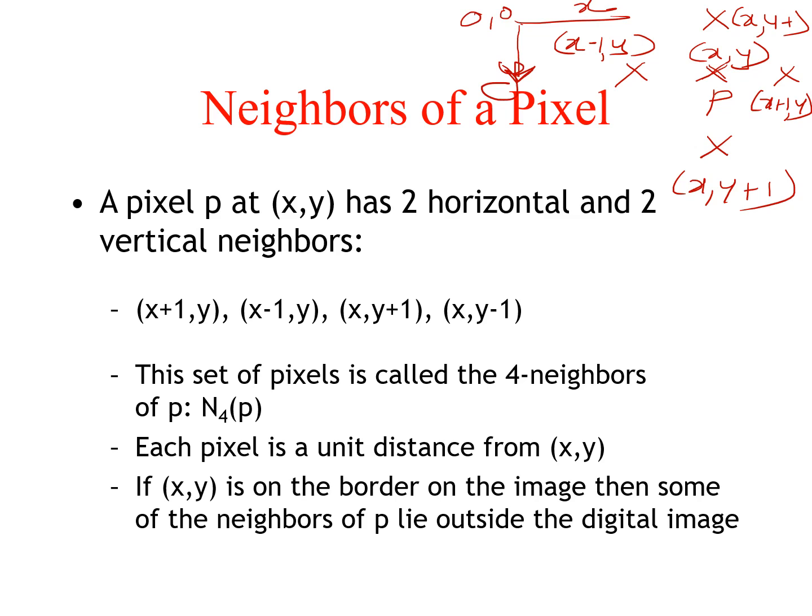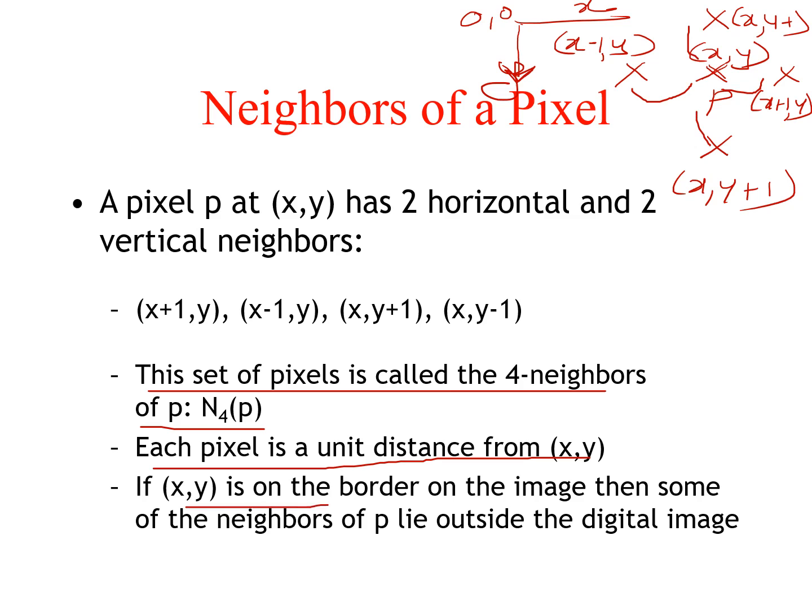So for any given pixel P having coordinates x and y, there will be two vertical and two horizontal neighbors. These two horizontal and two vertical neighbors are called the four neighbors of pixel P, and it is always represented by N4(P). So N4(P) means four neighbors of pixel P. Each pixel is a unit distance from x and y. So the distance between these two pixels is unit distance. It is equal distance between any two pixels.